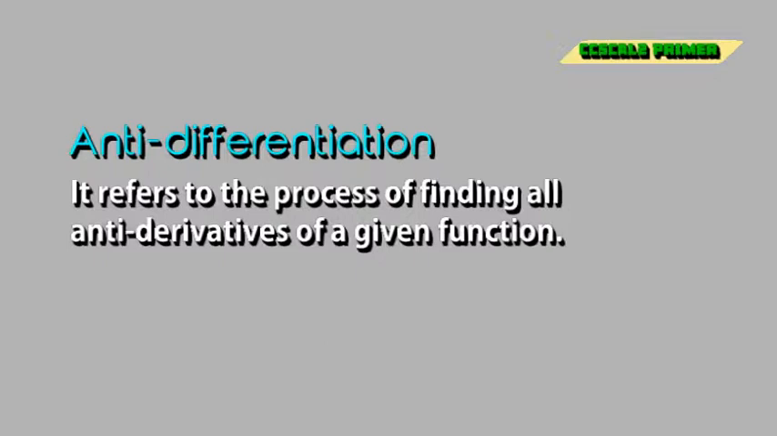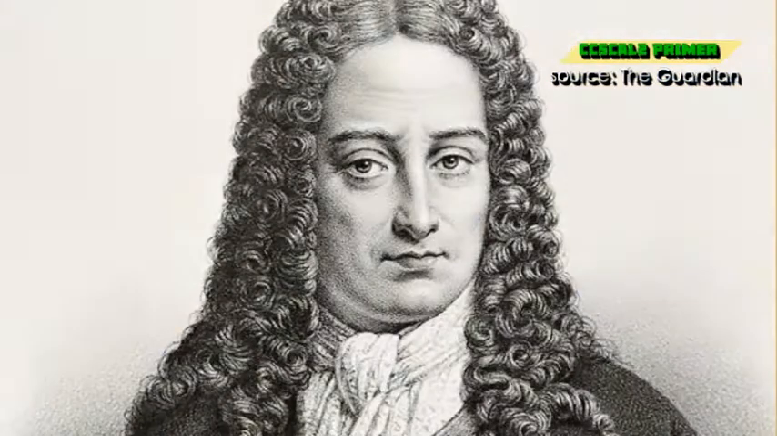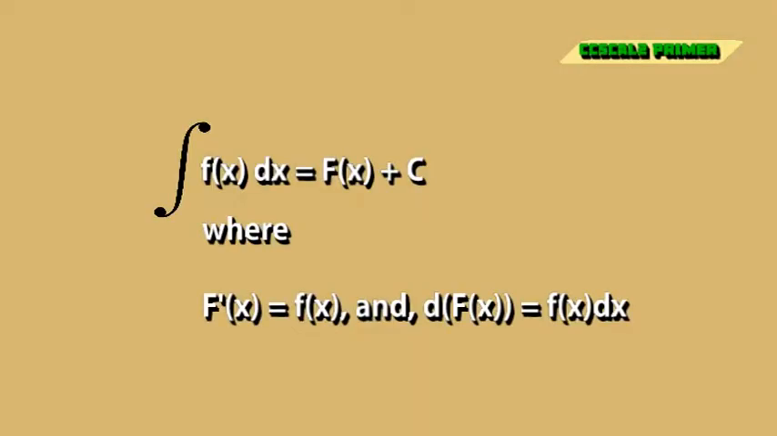Anti-differentiation refers to finding all antiderivatives of a given function. This symbol denotes the operation of anti-differentiation. It was Leibniz who introduced this convention. We now write the integral of f of x dx is equal to F of x plus c, where F prime of x is equal to f of x and d of F of x is equal to f of x dx. Notice that F of x plus c is the general antiderivative of f. Do not forget to add the constant of anti-differentiation.